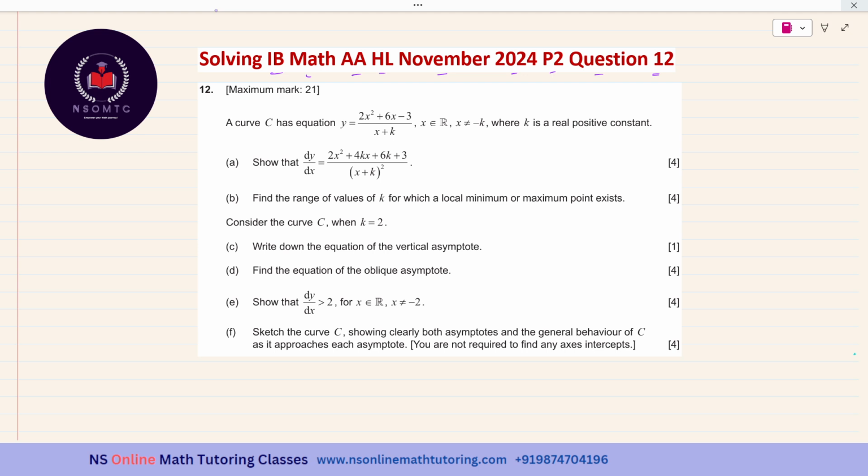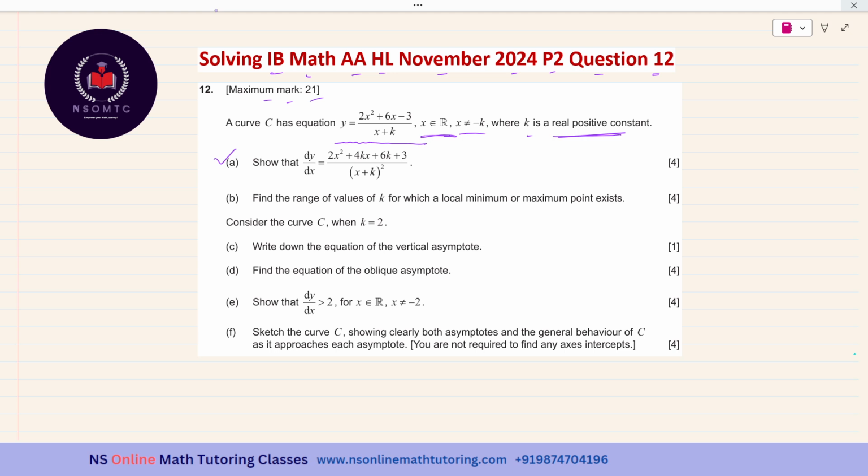So without any further delay, let us start to solve this question 12. The maximum mark is 21. It says a curve C has equation y equal to (2x squared plus 6x minus 3) divided by (x plus k), where x is a real number and x is not equal to negative k, where k is a real positive constant. Subpart A's question is: show that dy by dx is equal to (2x squared plus 4kx plus 6k plus 3) divided by (x plus k) whole square.